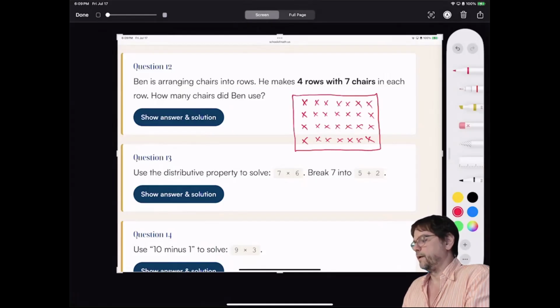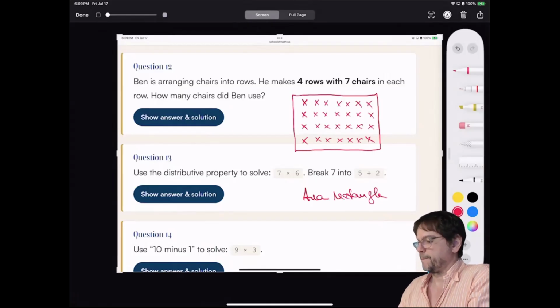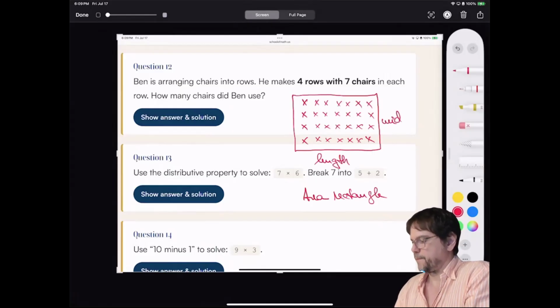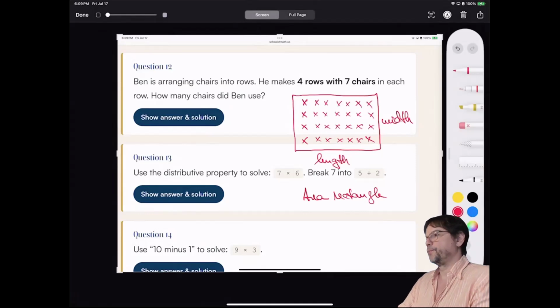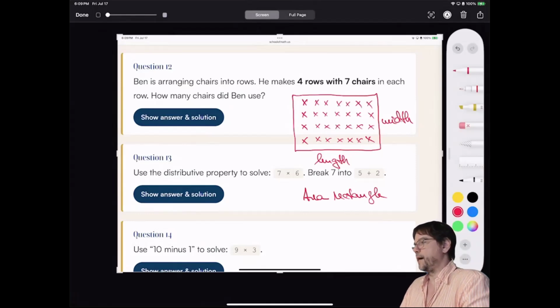Rectangle. Okay. Do you know how you find the area of a rectangle? How? What I do? Do you know the area of a rectangle? How I find? So tell me. Length times width. Perfect. Okay.